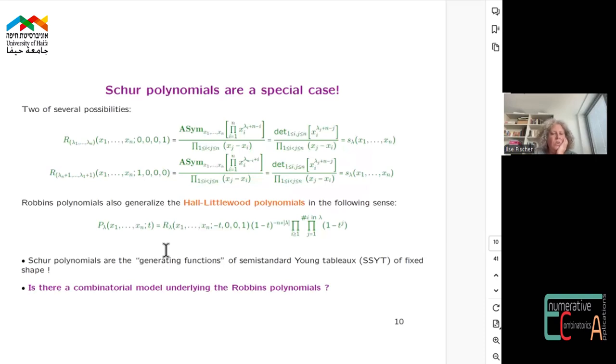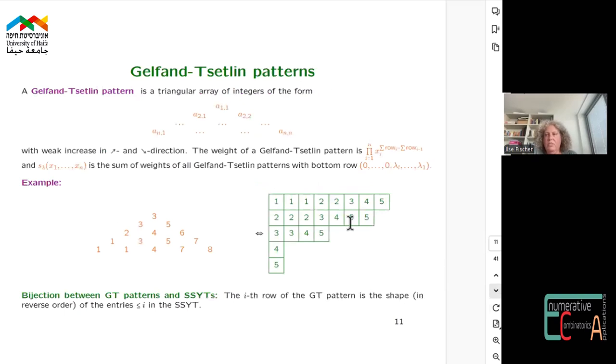So as you know, Schur polynomials are actually a generating function of semi-standard Young tableaux. That's exciting for combinatorialists, that there is a combinatorial model underlying the Schur polynomial. So they are, in a sense, a generating function. The first question I want to answer is whether there is also a combinatorial model underlying the Robbins polynomial. Is there some kind of tableau such that Robbins polynomials are a generating function of them? And I wouldn't be here if this was not the case.